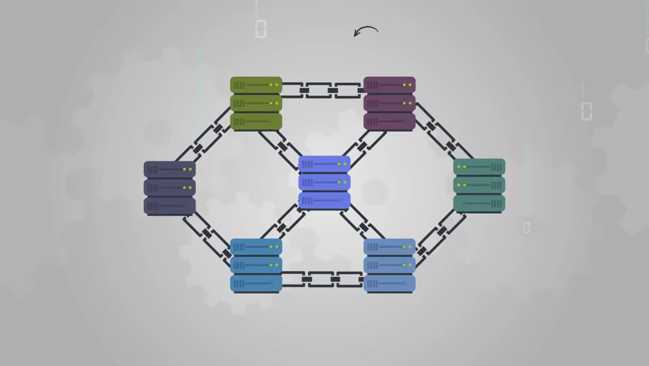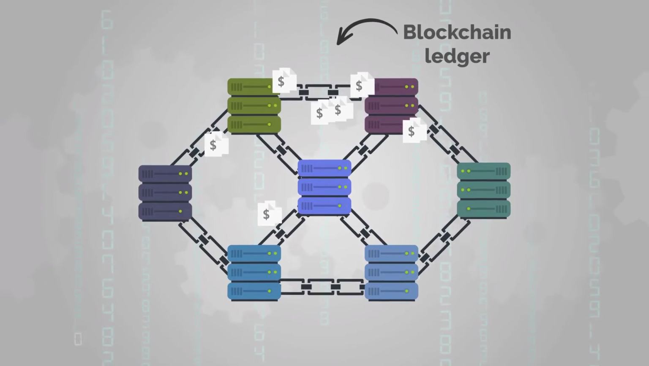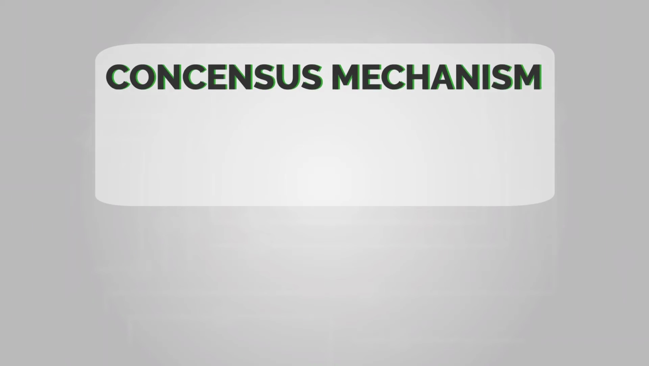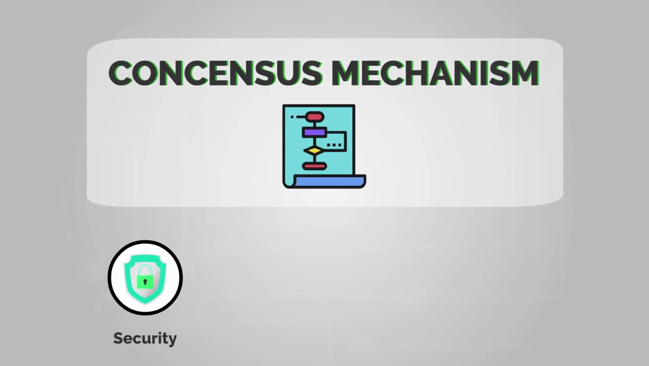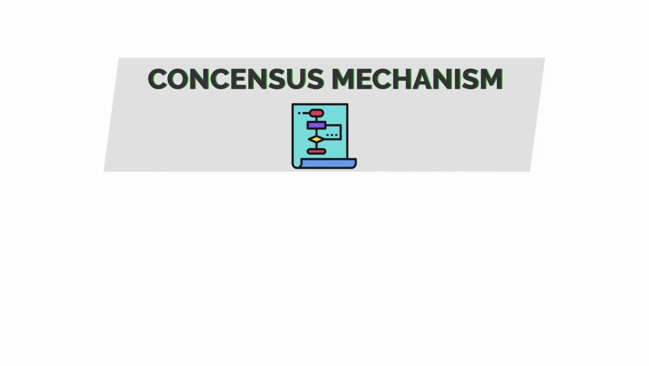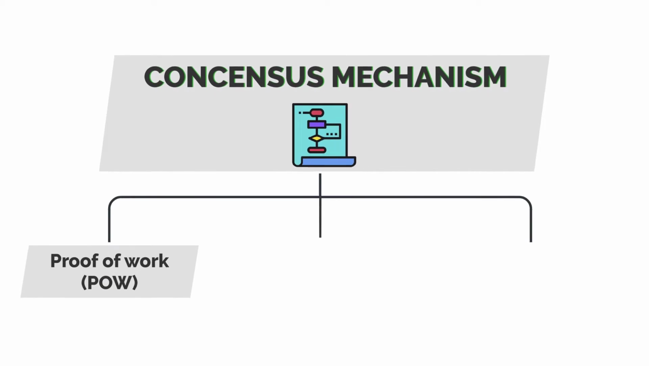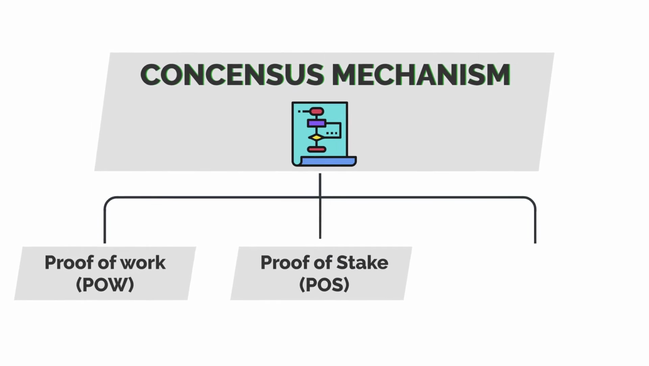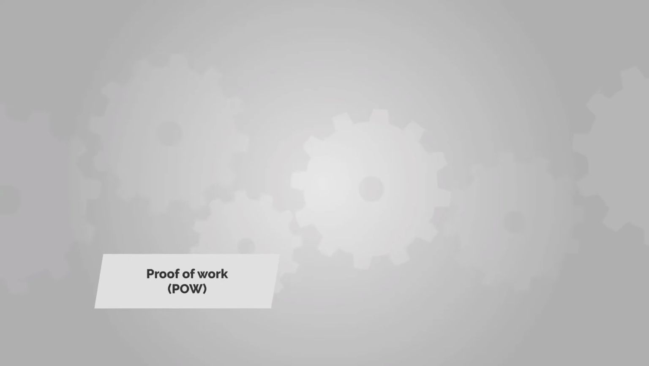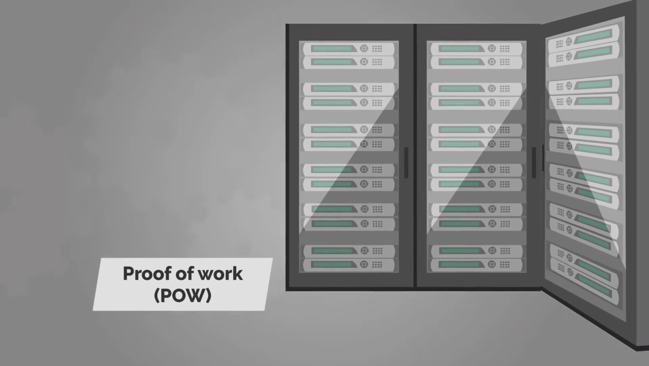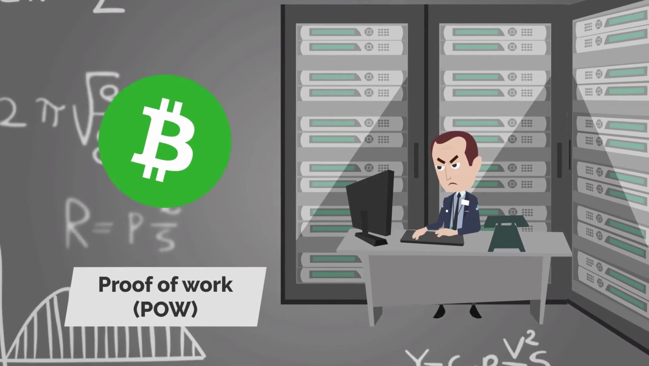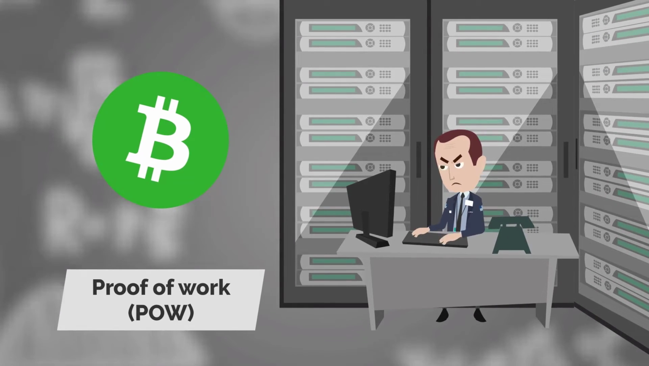Consensus mechanism. This is an algorithm or set of rules that ensure all nodes reach an agreement on the state of a blockchain ledger. It plays a key role in maintaining the security, trustworthiness, and integrity of the blockchain network. There are different types of consensus mechanisms, including proof of work, PoW, proof of stake, PoS, delegated proof of stake, DPoS, etc. Bitcoin uses PoW, and it's the most commonly used consensus mechanism, which requires nodes to solve complex mathematical problems to validate transactions.